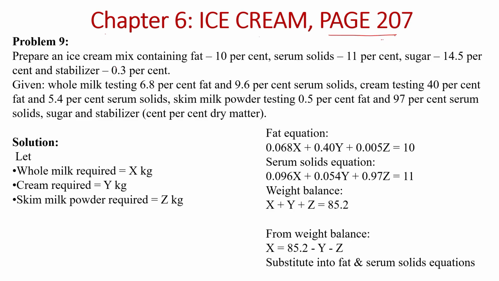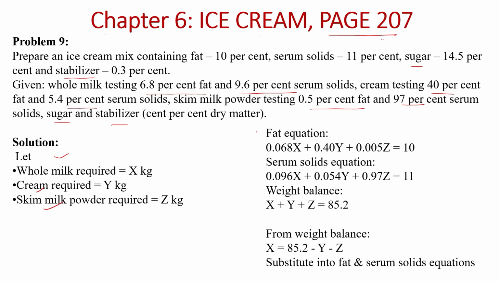So in this, what we are doing, we have to prepare an ice cream mix when we are given whole milk, cream, skim milk powder, and also sugar and stabilizer. Whole milk is testing 6.8% fat, 9.6% SNF, cream having 40% fat and 5.4% SNF, and SMP testing 0.5% fat and 97% SNF, along with sugar and stabilizer.